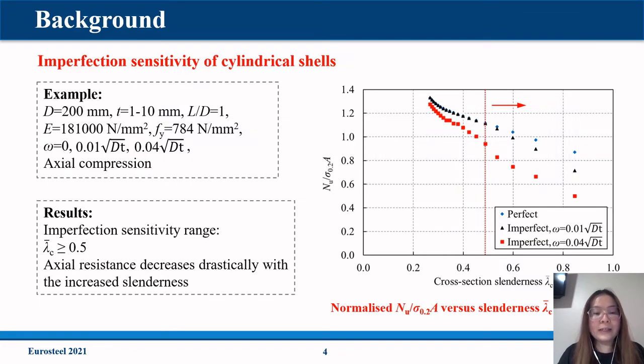Cylindrical shells are widely used in wind turbine tower, aircraft fuselage, and storage tanks. However, cylindrical shells are known to be sensitive to imperfections. Let's look at this example. We can see that with the increase of the slenderness, the actual resistance decreased drastically, even though the imperfection amplitudes are within the manufacturing tolerance.